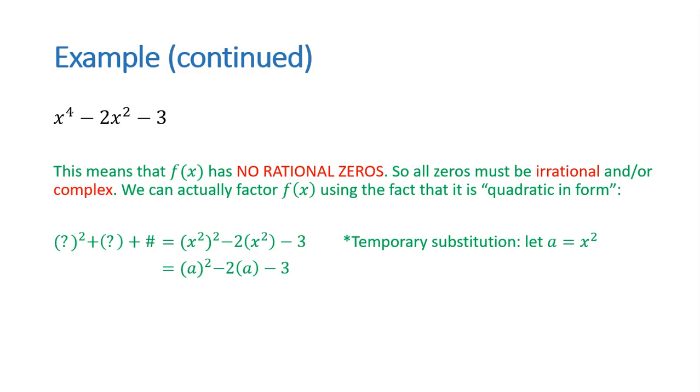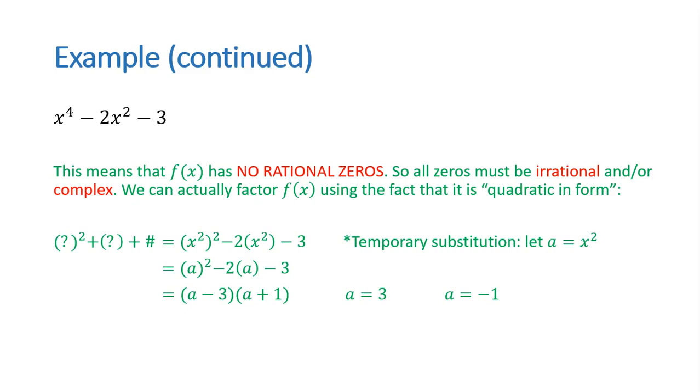Now that this is quadratic, we can actually factor it using our factoring techniques for quadratics. So we want two numbers that multiply to give -3 and add to give -2. That would be -3 and +1, so we have this particular factorization. So split it up, we get a equals 3, we get a equals -1. Now 3 and -1 are not our answers to our problem.